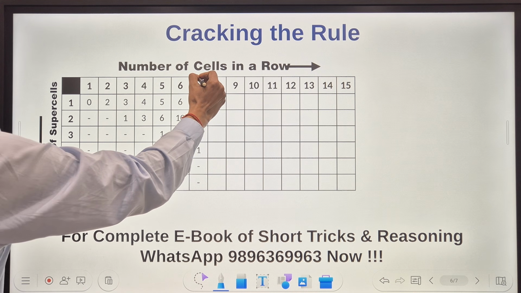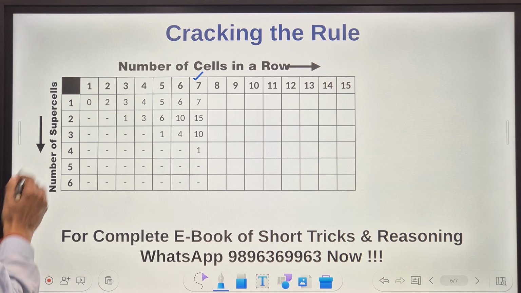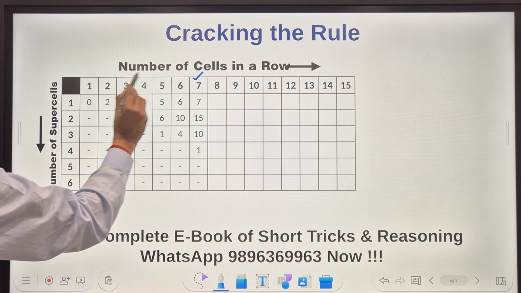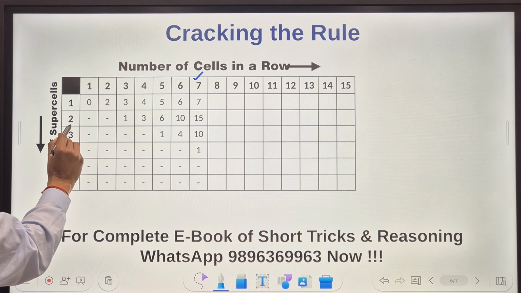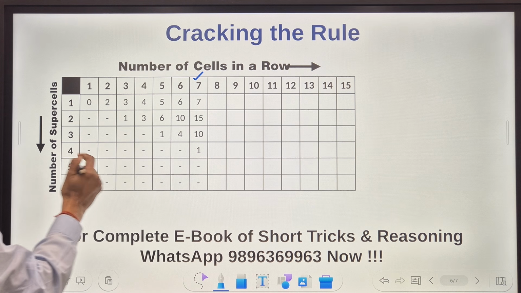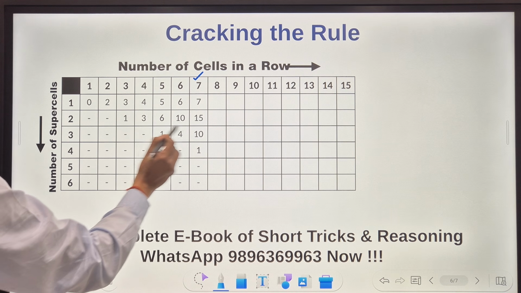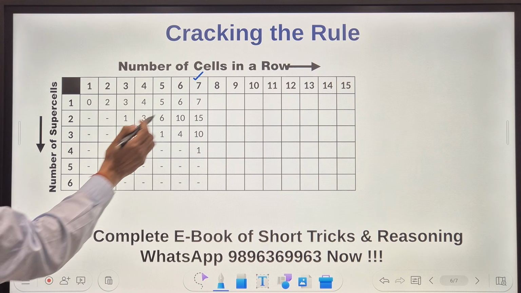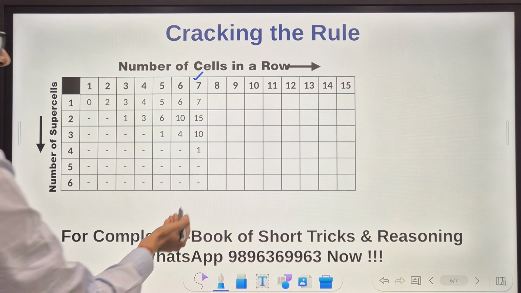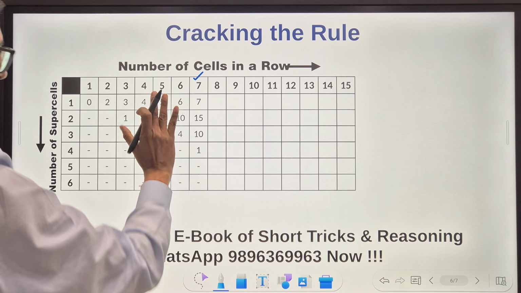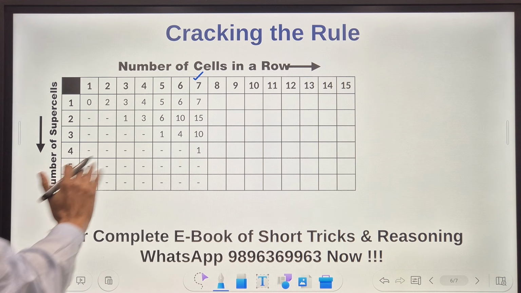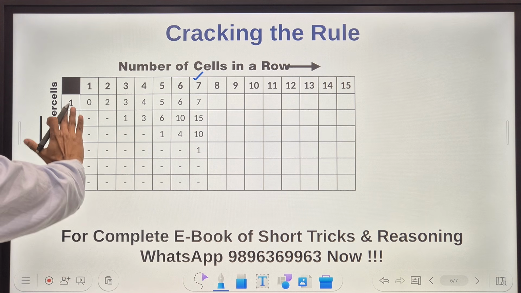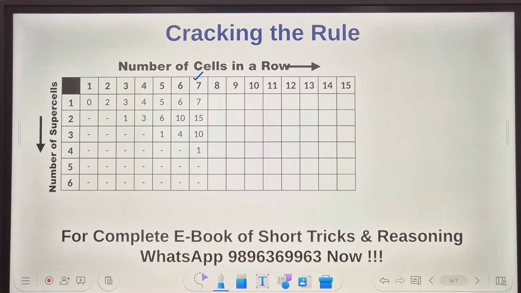So in a 7 by 1 grid, 1 supercell can be done in 7 ways, 2 supercells in 15 ways, as I just told you, 3 supercells in 10 ways, and 4 supercells in 1 way. We cannot have more than 4 supercells in a 7 by 1 grid. So whatever we did till now in the video, we have summarized it already here in this table. Now let us generalize this.